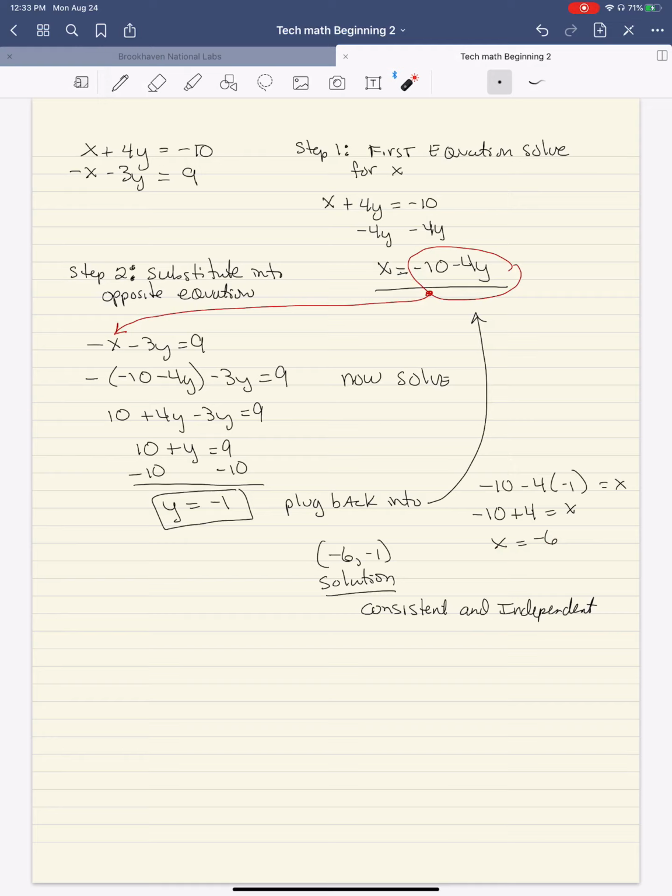Notice I just switched the two things on the equation. It's okay if you switch them as long as you switch both of them. So the solution here in the form of x, y is minus 6, minus 1. Again, if I was to graph this, this would be the intersecting point. And another way to talk about this is that they're consistent and independent.